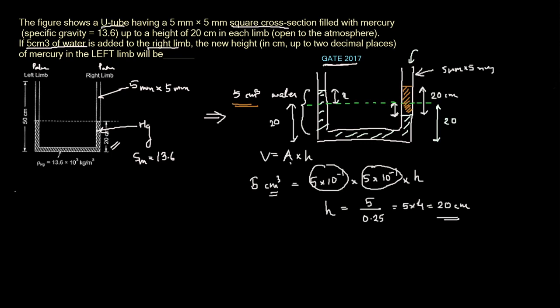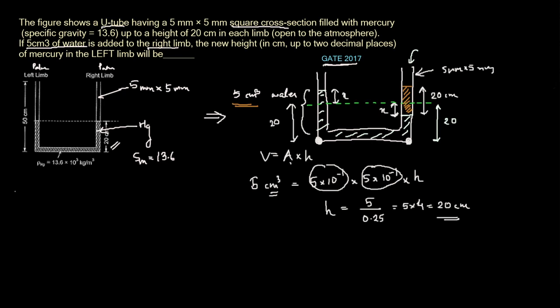So we know this is x, so we know these two are equal, so this is also x. Now we need to know how we can actually formulate this and find x. So we need to use the concept that at this point, both the pressures are the same because it's the same level, right?